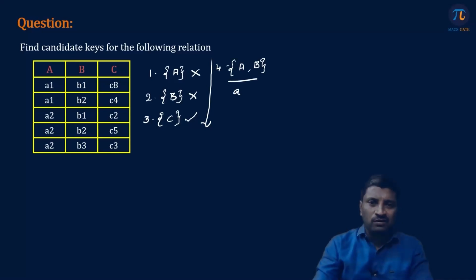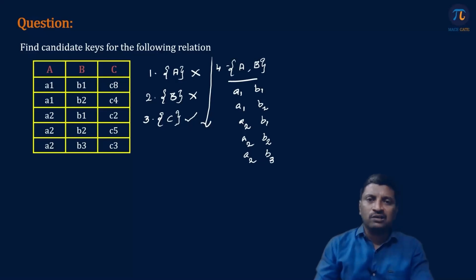What are the values, sir? A1, B1, that is fine. A1, B2. So this is distinct. A2, B1, this is also distinct. A2, B2, this is also distinct. A2, B3. So all the 5 records have distinct values for this attribute set. So it is minimal as well as it is able to differentiate the records. So this is an example of a candidate key. What about the next one, sir?